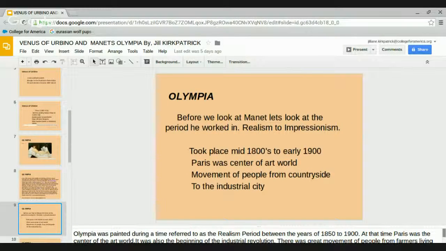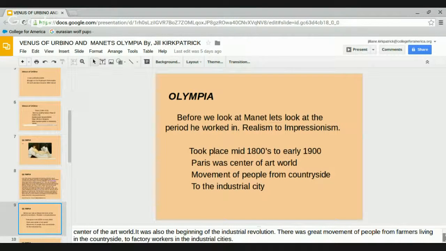Olympia was painted during a time referred to as the Realism period, between the years of 1850 to 1900. At that time, Paris was the center of the art world. It was also the beginning of the Industrial Revolution. There was great movement of people from farmers living in the countryside to factory workers in the industrial cities.